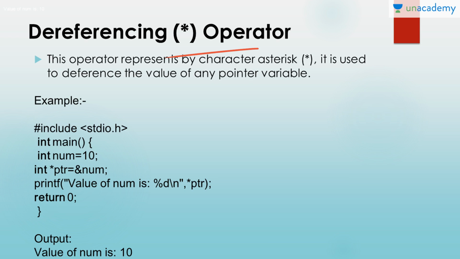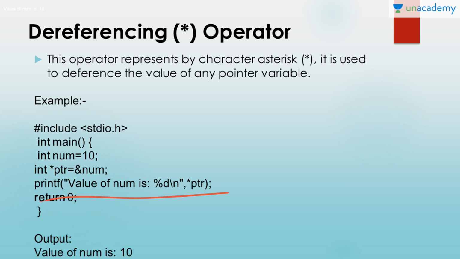See, 10 value is assigned to the variable num. So what we are doing here according to the syntax of pointer is int star ptr is equal to ampersand num. What we are doing is the address of the variable num is being assigned to the pointer variable with the help of star ptr. So when we want to print the value at the address of the number, then we have to print star ptr. That time the value of num will be printed.